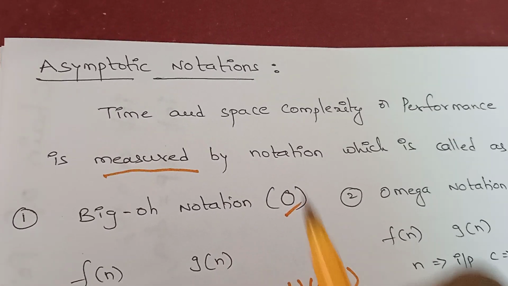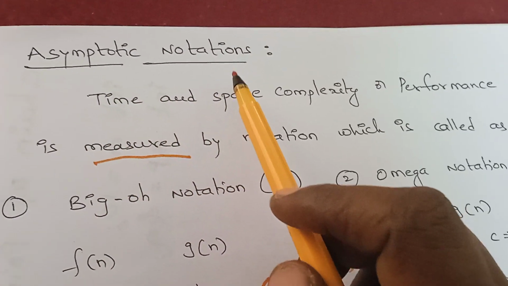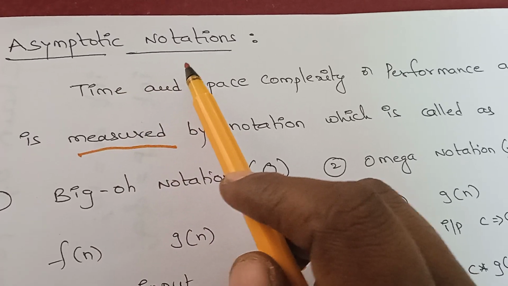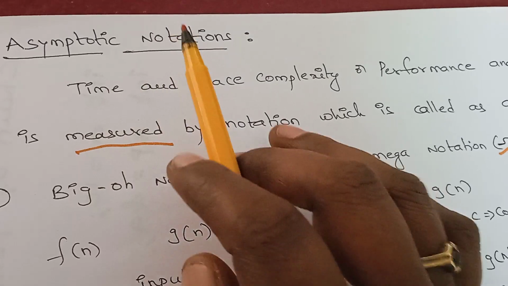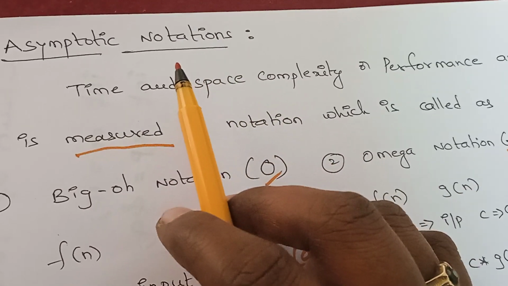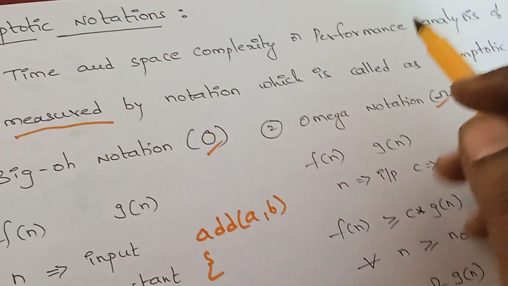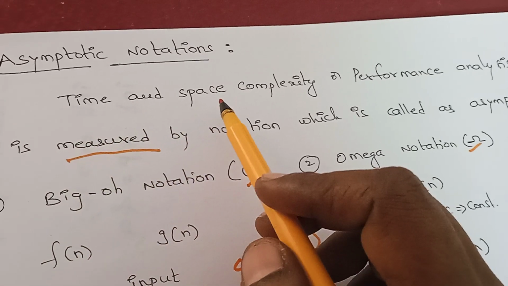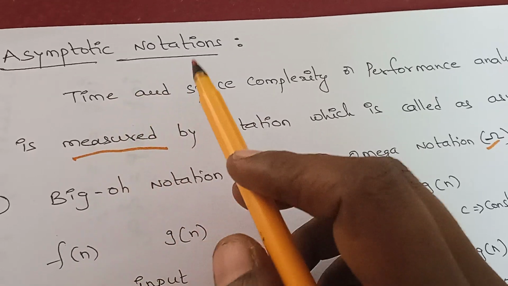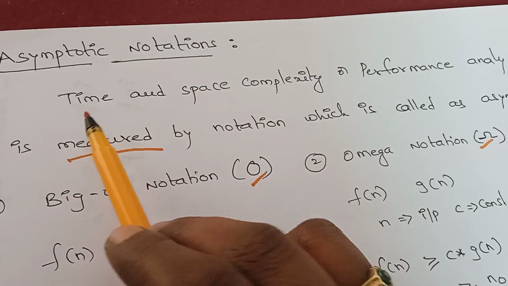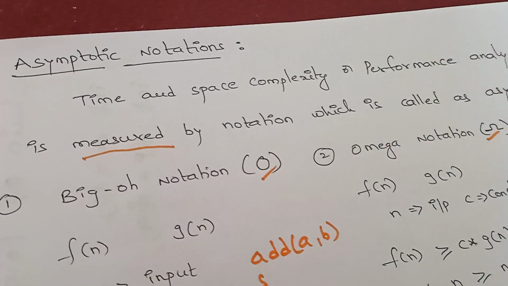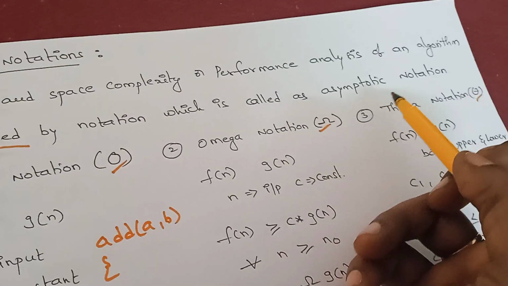This video is to explain about asymptotic notations. The main objective of these notations is to measure the performance analysis. In the previous videos we discussed that performance analysis is calculated with respect to time and space complexity, right? The definition of asymptotic notations is: the time and space complexity or performance analysis of an algorithm is measured by a notation which is called asymptotic notation.